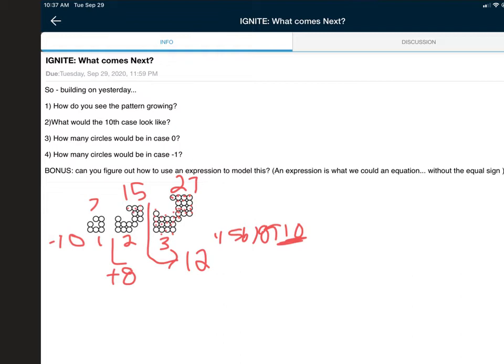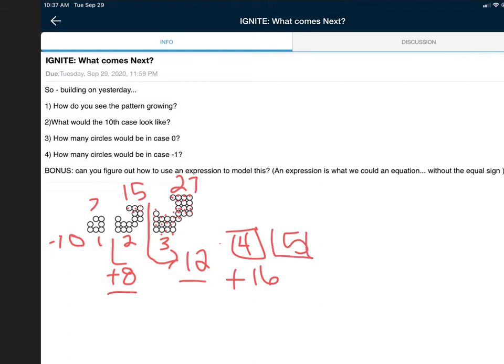So it looks like it's going up by, so if I take 7 and I add 8, I get 15. If I take 15 and I add 12, I get 27. So let me erase this because it is now officially in my way. So it looks like the adding is going up by 4, right? So we did 8 and then we did 12. So for case 4, we're going to add what? 16. So that would be case 4.